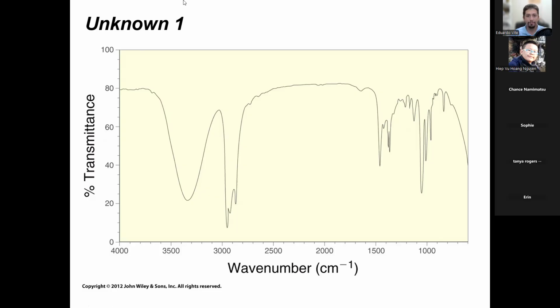OH bond. Does anybody agree, disagree? sp3 CH, of course, that's always present most of the time, right? sp3 CH is always present. All right. So yeah, this is definitely an alcohol. So I think Tanya, you were guessing alcohols earlier, right?